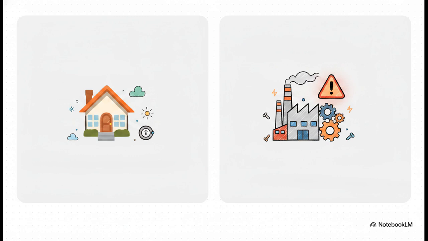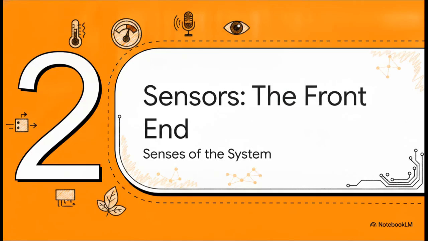If your smartwatch loses connection, well, you just miss a few minutes of tracking your steps. No big deal. But if an industrial sensor goes offline, that could delay massive production lines, disrupt critical SCADA systems, or even cause a factory gas leak that compromises worker safety. The stakes in IIoT are just exponentially higher. Moving on to part 2, sensors, the front end, which are basically the senses of the whole system.